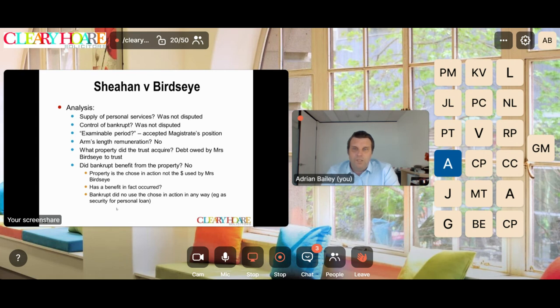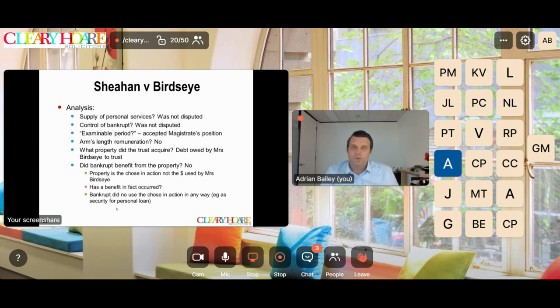Where the court differentiated for that is really whether the bankrupt benefited from the property. And in saying that, what they said was that the property is not the money that went to Mrs. Birdseye. It's in effect the debt owed to her, which in legal terms is called a chose in action. So then the question is, well, has the bankrupt, being Mr. Birdseye, benefited from the creation of that chose in action, being the loan to Mrs. Birdseye? He didn't use that in any way. So he didn't use that chose in action or the rights of the chose in action. So he hasn't actually benefited from that loan in the strict legal sense. So in that decision, the trustee in bankruptcy lost.